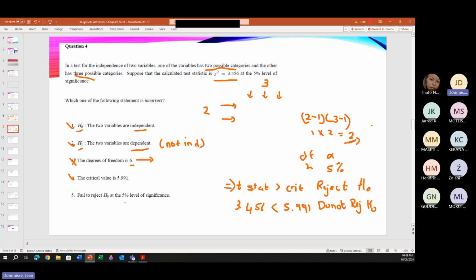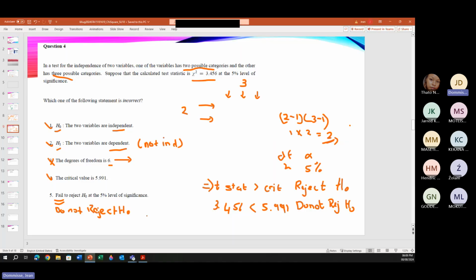So let's see what that option was. Fail to reject, so that means we do not reject. So again, fail to reject, do not reject, or they could have said, if we do not reject the null hypothesis, we accept. So again, a play of words for some of these questions, but that would also have been correct.